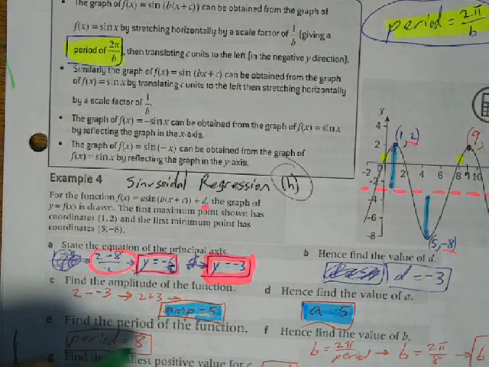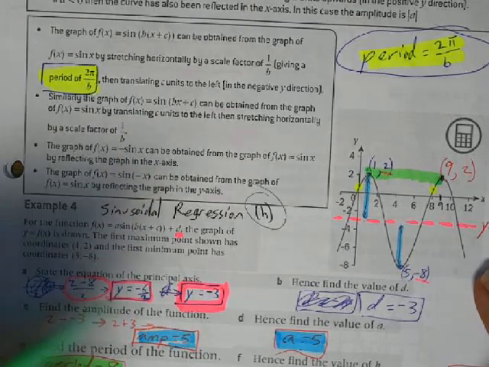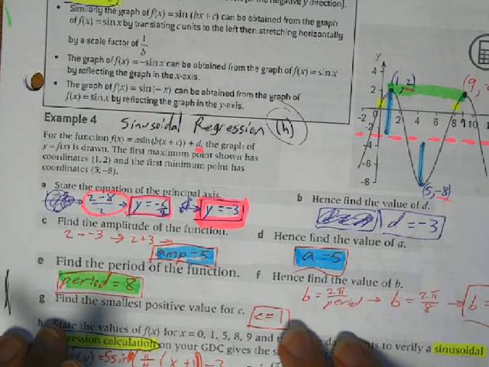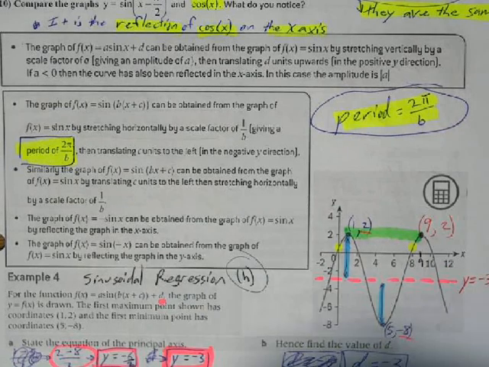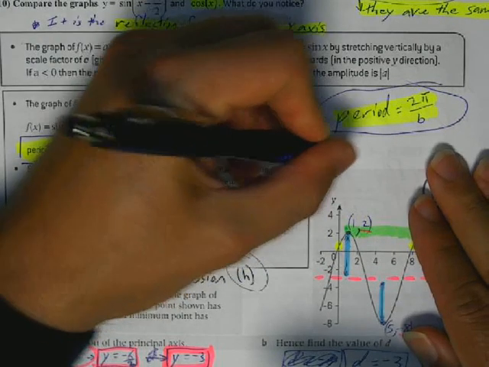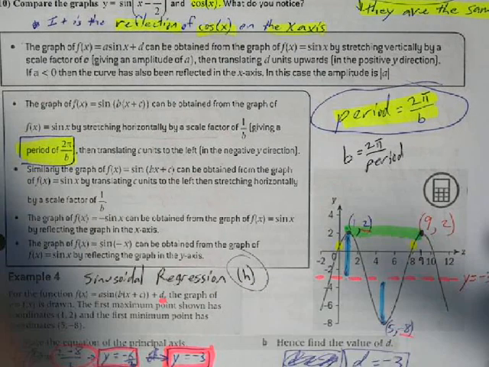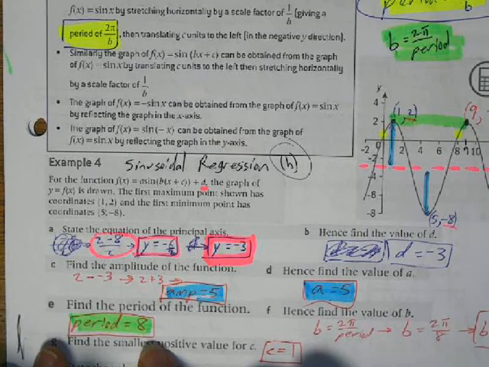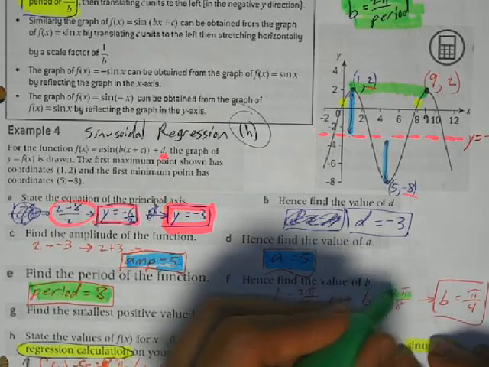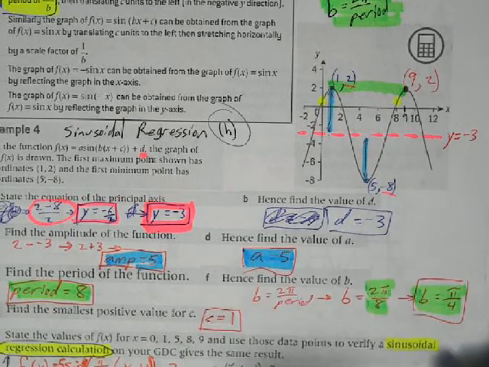So the period is 8 units, the distance from here to there. If I know the period is 8 units, we know that the period is pi over b. I can also find the b value by 2 pi over the period. Using this relationship, I'm going to calculate b. We know the period is 8, so 2 pi divided by 8, and I get my b value is pi over 4.